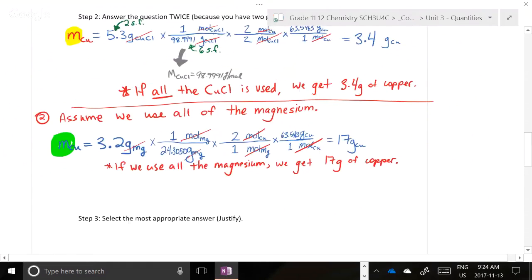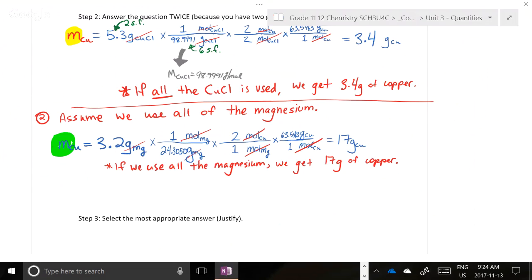Here we go. We have 2 possibilities. If we use all the copper chloride, we get how much copper? 3.4 grams. If we use all the magnesium, how much copper do we get? Okay. Hey, if I use all the windshields, I get 3 cars. If I use all the wheels, I get 17 cars. How many cars can I make? 3. In this case. So here, if I use all the copper chloride, 4 grams.